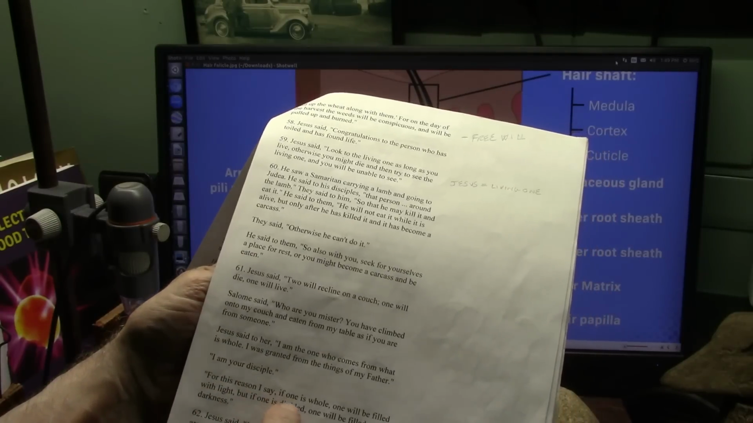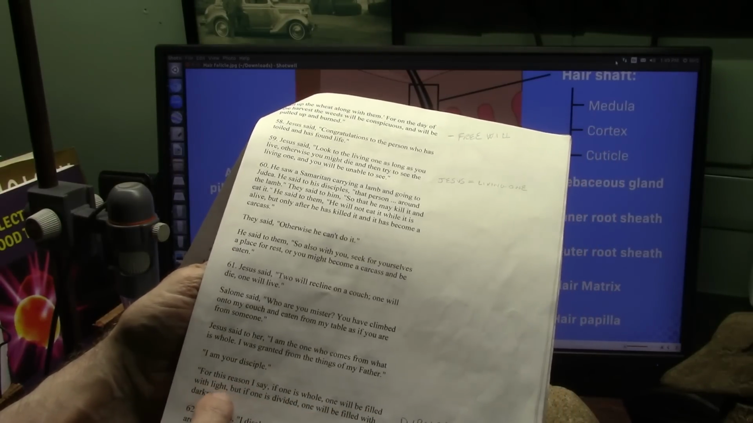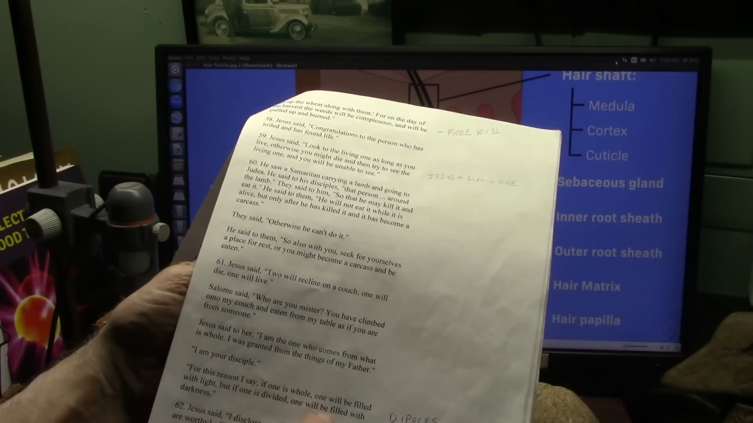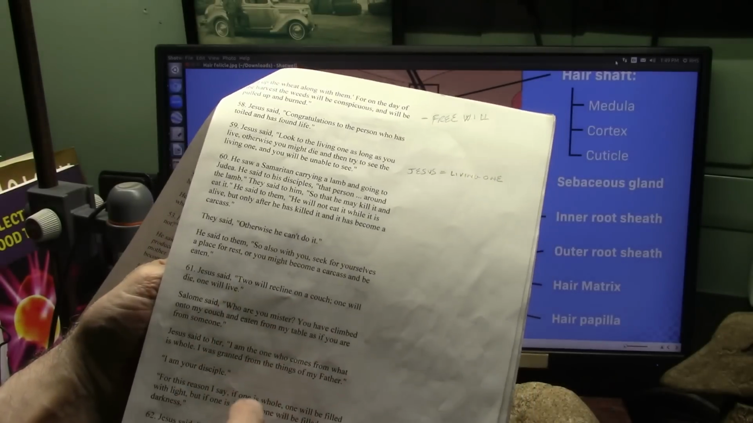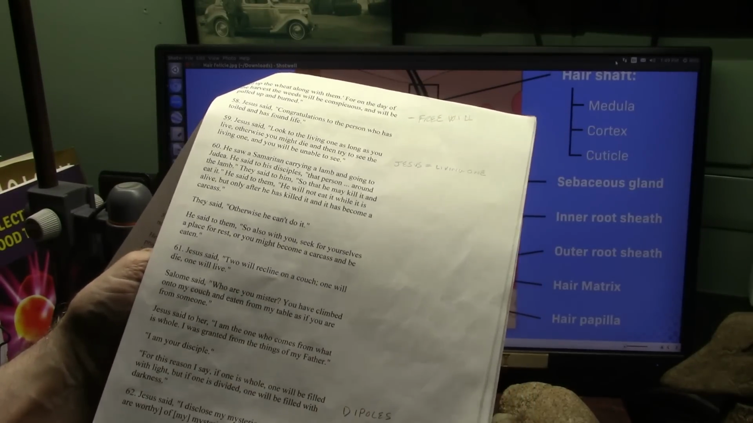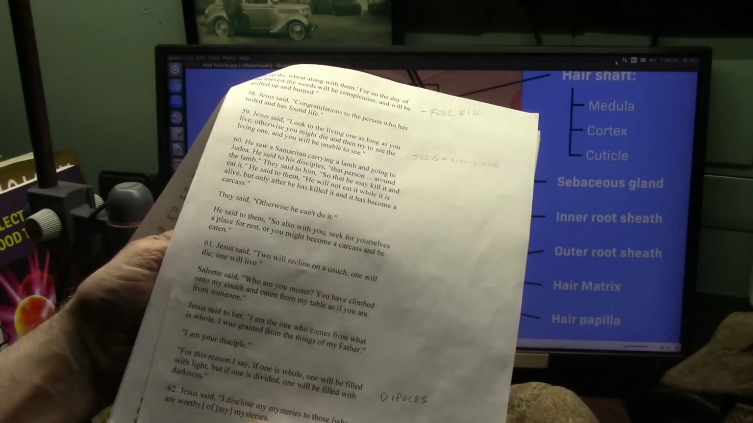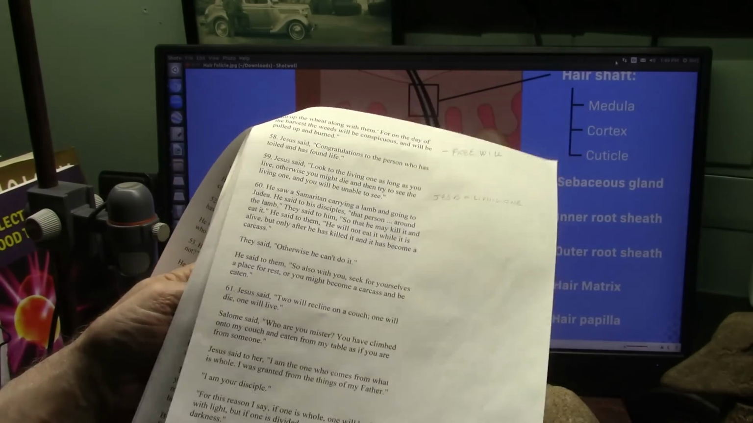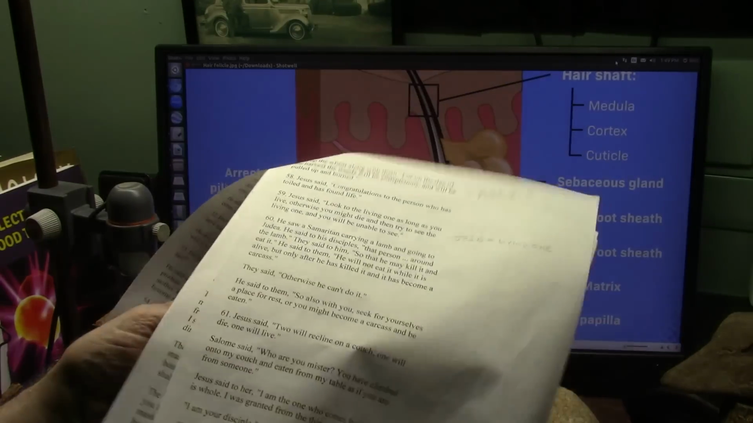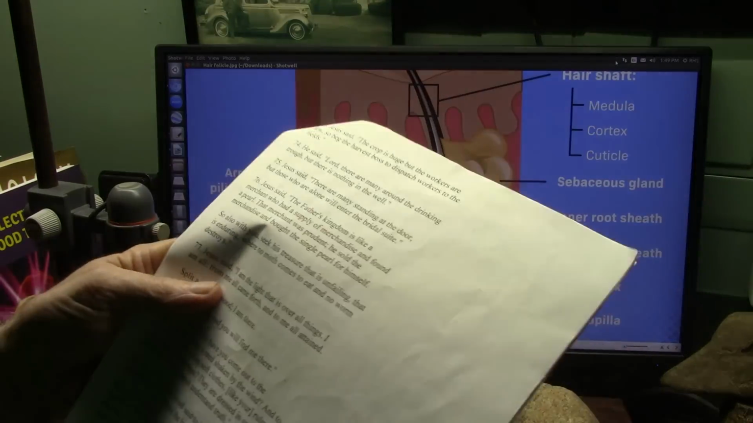For this reason, if one is whole, one will be filled with light, and if one is divided, one will be filled with darkness. I'm going to go back and read that again. Dipoles, look. I disclose my mysteries to those who are worthy of my mysteries. Now this is 80. There we go.